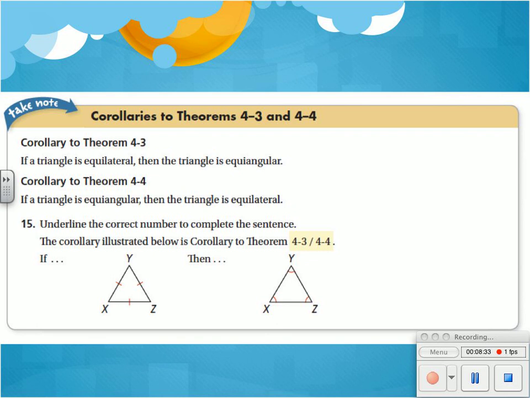So we're going to underline the correct number to complete the sentence. The corollary illustrated below is the corollary to theorem 4.3. If a triangle is equilateral, then the triangle is equiangular.